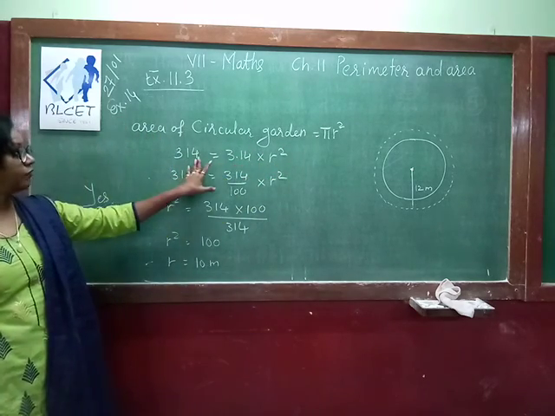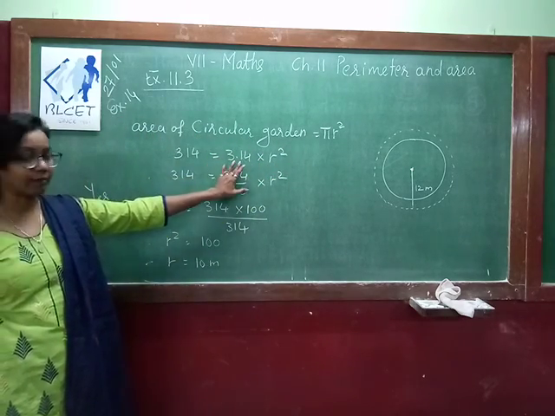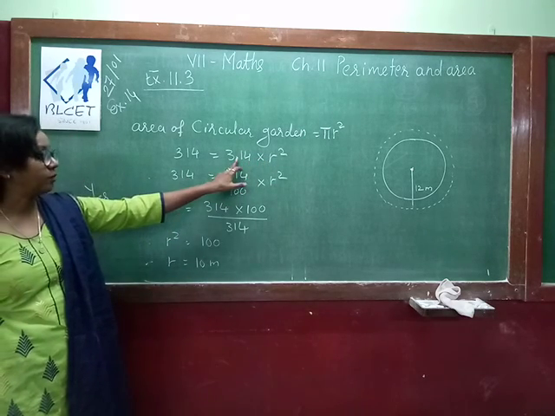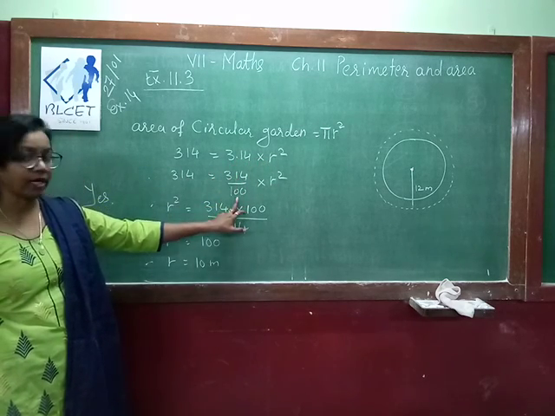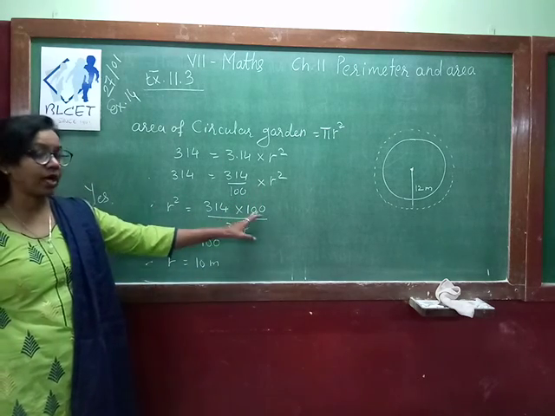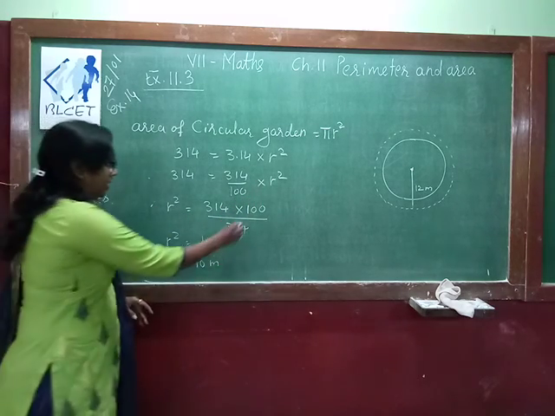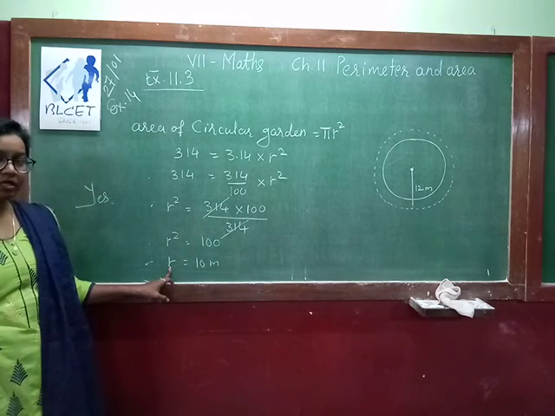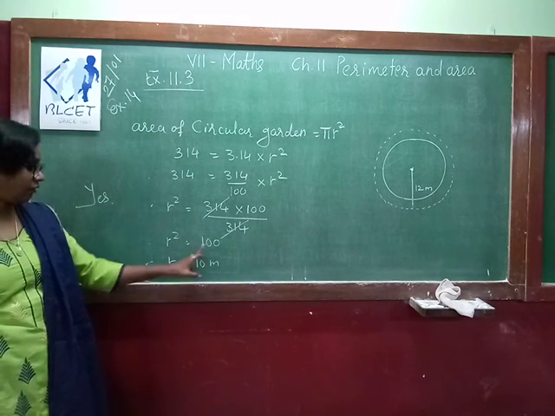That is 314 given, equal to pi, which is 3.14, into r square. So 314 is equal to, remove the decimal, so 314 divided by 100 into r square. So r square is equal to 314 into 100 divided by 314. This will get cancelled. So r square is equal to 100. Do the square root. We know the square root of 100 is 10.